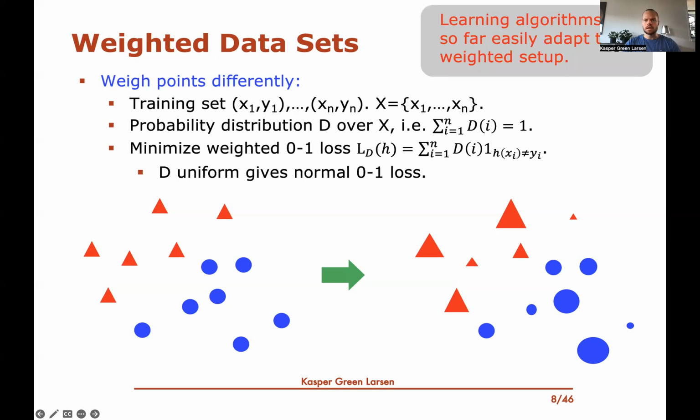Okay. And just a short remark that all the learning algorithms that we've seen so far are basically easy to adapt to this weighted setup, like decision trees. Whenever you make a split and you test how good the quality of a split is, you just have weights on the points in the subtrees, and everything just carries through. It's not a problem to adapt the algorithms we've seen so far to this setup.